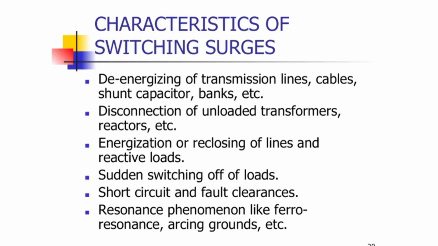Next, these are the characteristics of switching surges. First, it depends on the transmission line, cable, shunt capacitance, and the bank's de-energization. When we are de-energizing a capacitor or capacitor banks, it will lead to switching surge. Other causes are disconnecting an unloaded transformer, energizing or reclosing of reactive loads, sudden switching of loads, short circuit faults and fault clearance, resonance, ferroresonance, and arcing grounds. These are the main causes of switching surges.